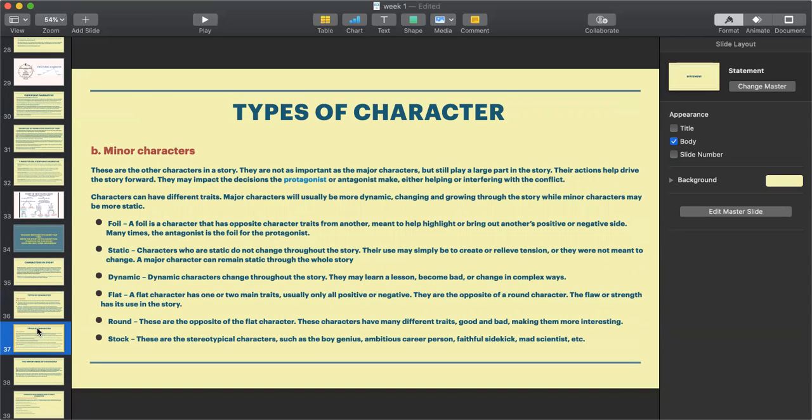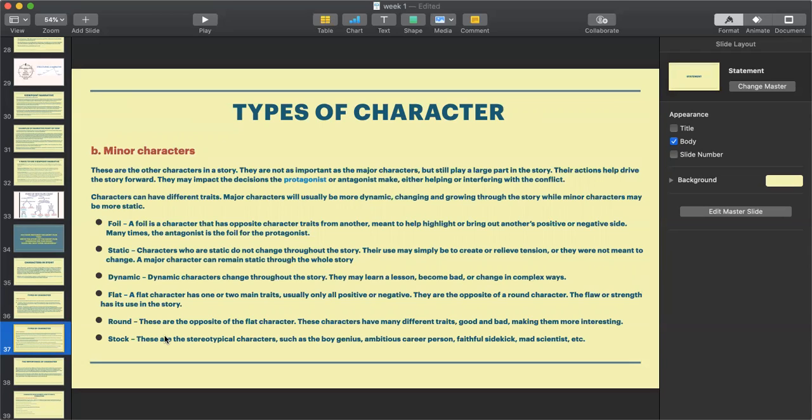So a foil character is a character which has opposite traits from another. Okay. Static characters are characters who do not change in the story. Dynamic characters are characters who change throughout the story. A flat character has only one type of trait, either negative or positive. Either the flat characters are all negative or all positive. Round characters are the opposite of flat characters. So they have some good, some bad. Okay, and they are more interesting.